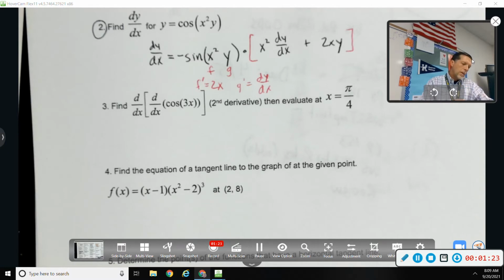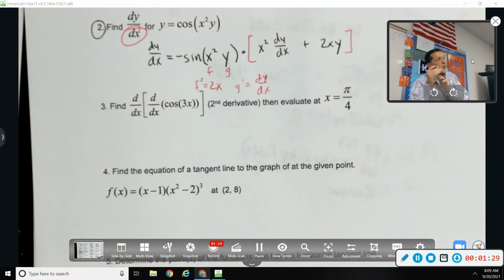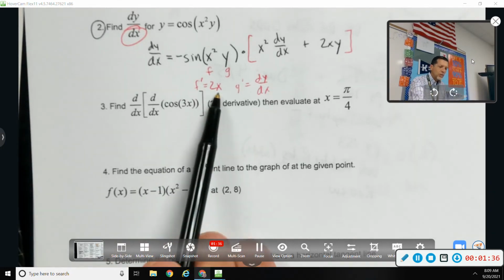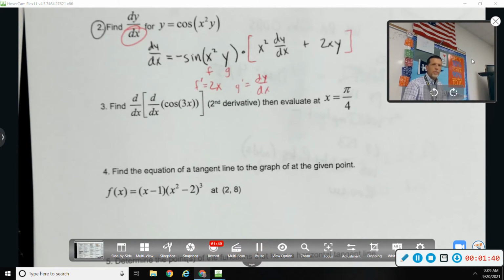Wait, so why are we doing dx? Oh, yeah, so we switched from doing dt stuff, where if that was the case, then this would have been 2x dx/dt. But we're doing dx, so we don't have to worry about it.